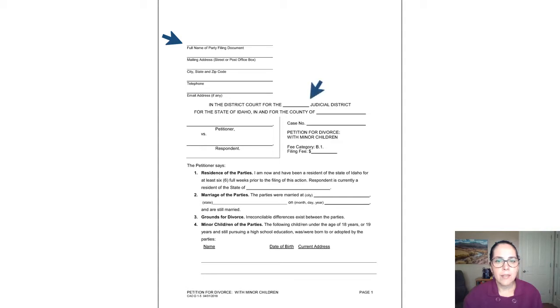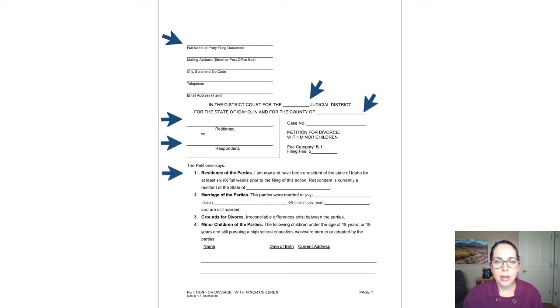Next, you're going to identify the district and the county where the case will be filed. If it's here in Bannock County, it'll be the 6th Judicial District in the County of Bannock. If it's somewhere else, just identify where that is. You are the petitioner and the other party is the respondent.